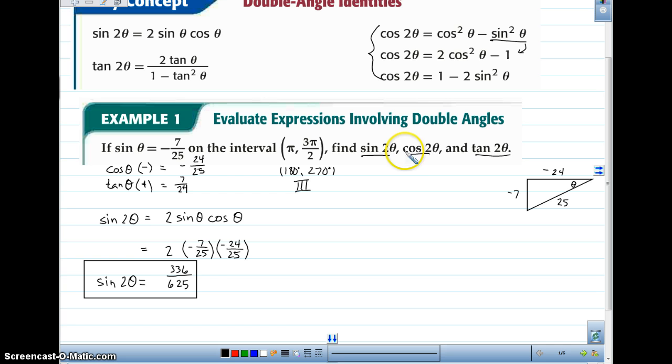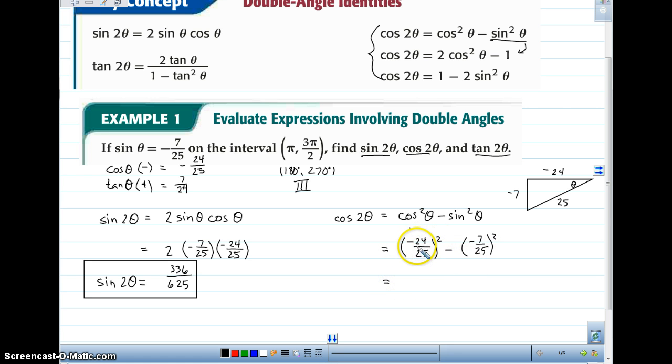Now we're going to do the same thing, but we're going to do it for cosine of 2 theta. Okay, now you have several options for what you want to use for cosine of 2 theta. Generally, I think the easiest one is cosine squared minus sine squared. So I'm just going to do cosine squared minus sine squared. And so I replaced cosine theta. We just discovered that was negative 24/25, and I'm going to square that. Minus sine was negative 7/25. I'm going to square that.